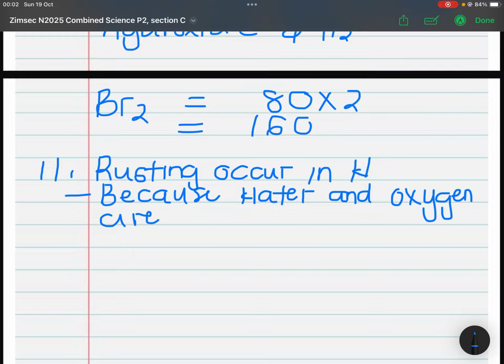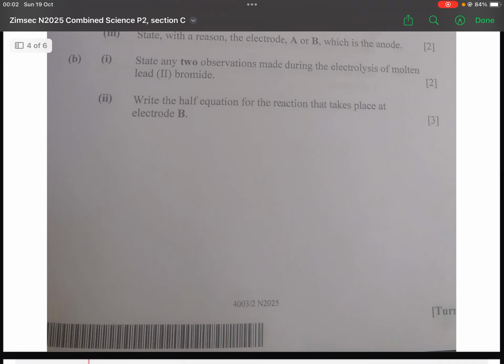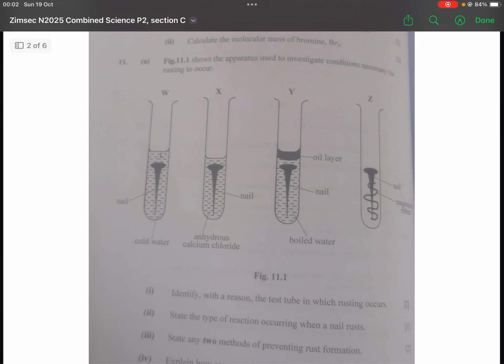So in test tube W, water and oxygen are present, so they can react together to cause rusting. We need to analyze the test tubes in which rusting is not going to occur and why. In X we are having anhydrous calcium chloride. Rusting is not going to occur because the anhydrous calcium chloride absorbs the moisture.